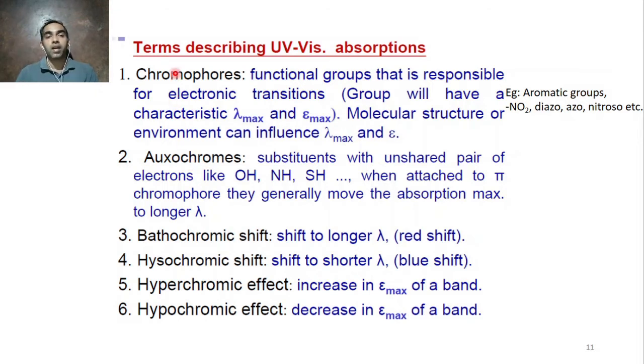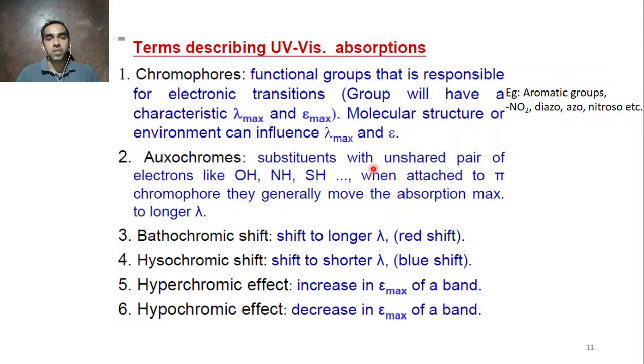Chromophores are the functional groups that are responsible for electronic transition. A group will have characteristic lambda max and epsilon max. Lambda max and epsilon max we already studied last semester during the discussion of Beer-Lambert's law. Lambda max is that wavelength, and epsilon max indicates the height of that peak. Molecular structure or environment can influence lambda max and epsilon. There are some examples like aromatic groups, nitro, diazo, azo, nitroso, etc.